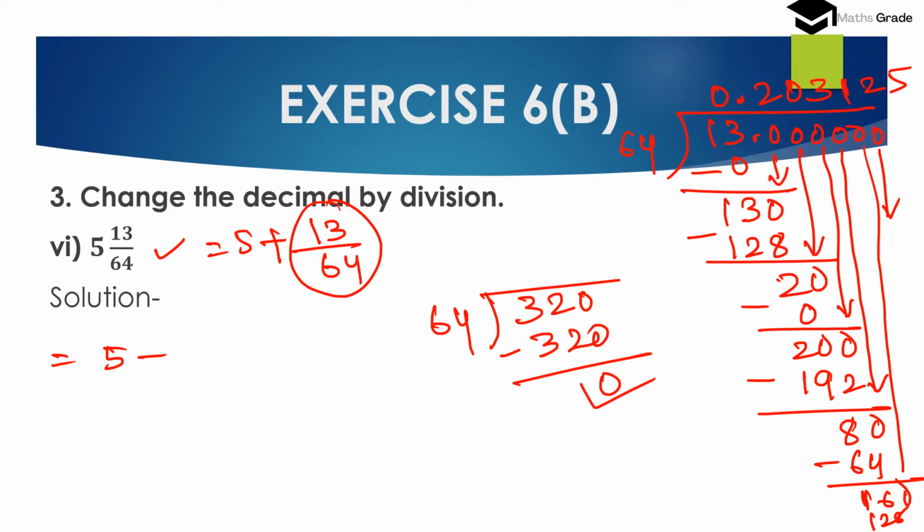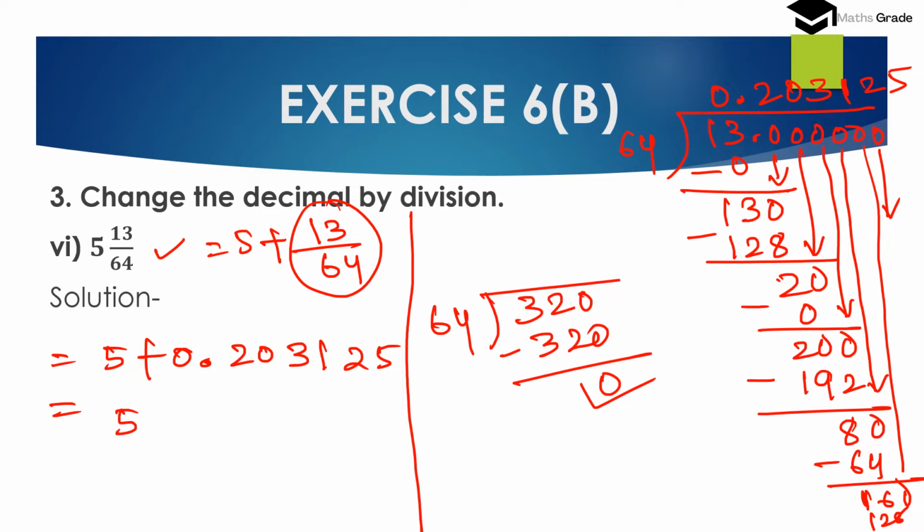Now 5 plus 13 divided by 64 is 0.203125. Now 5 plus 0.203125 is 5.203125. This 5.203125 is the decimal form of the fraction 5 13 divided by 64. So 5.203125 is the decimal of the fraction 5 13 divided by 64.